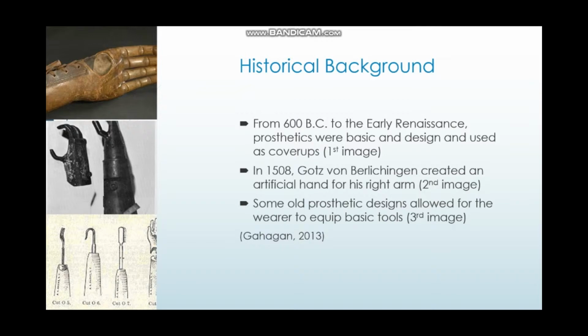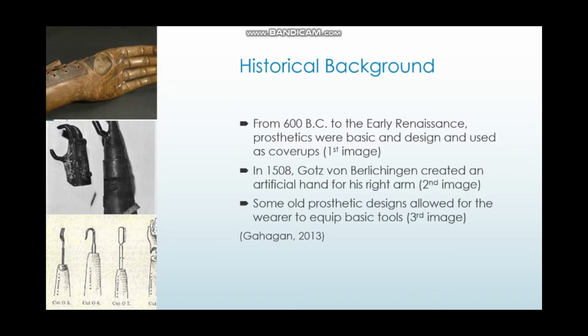As for the history of hand prosthetics, they have been around for centuries. There are records showing prosthetics were being used back in 600 BC. However, the design for hand prosthetics from 600 BC to the early Renaissance period was basic. Prosthetics of this time period were typically used to cover up deformities and other imperfections. The first image is of a wooden hand that was attached to the arm using a strap, and its purpose was purely as a placeholder.